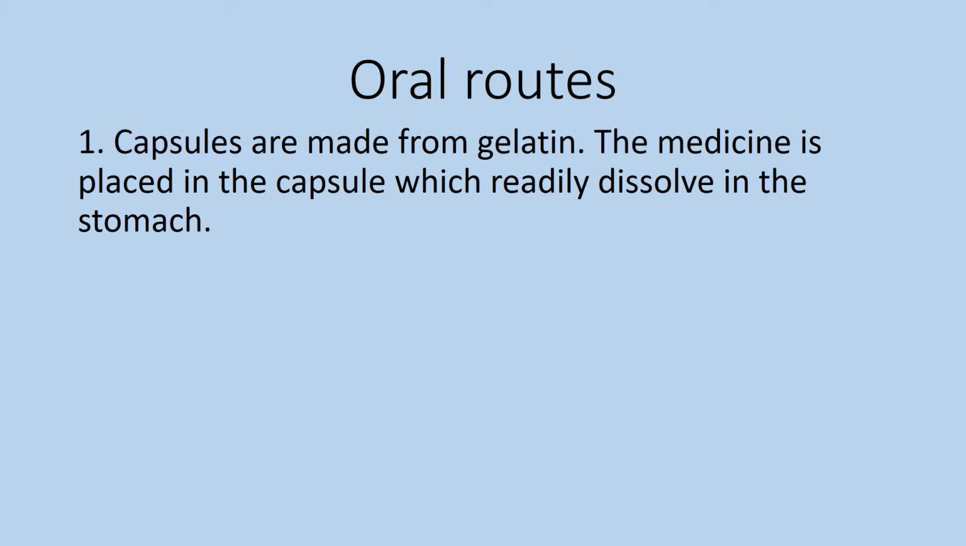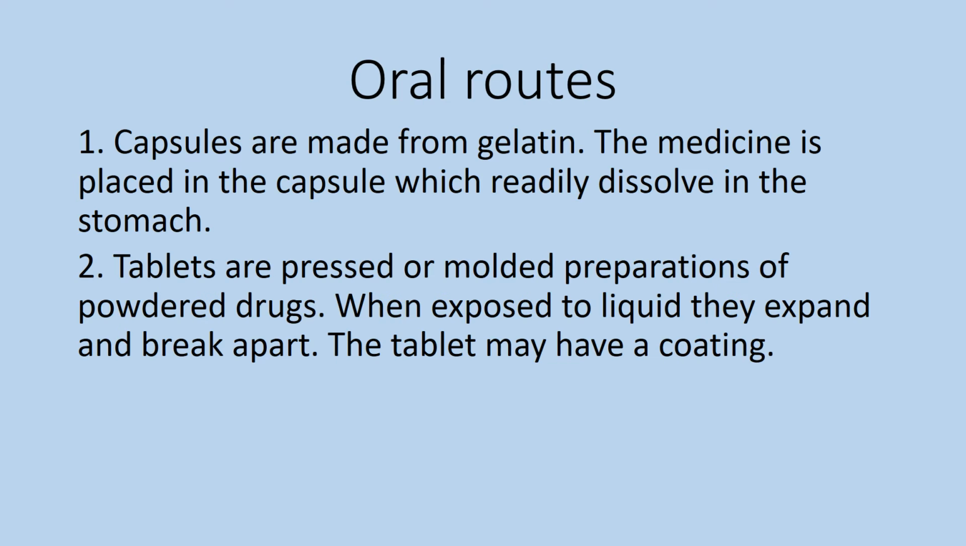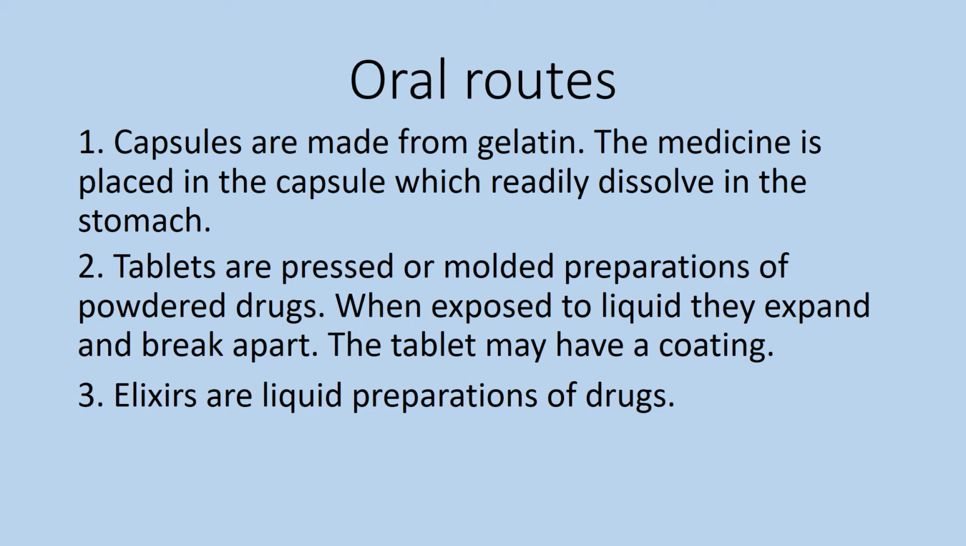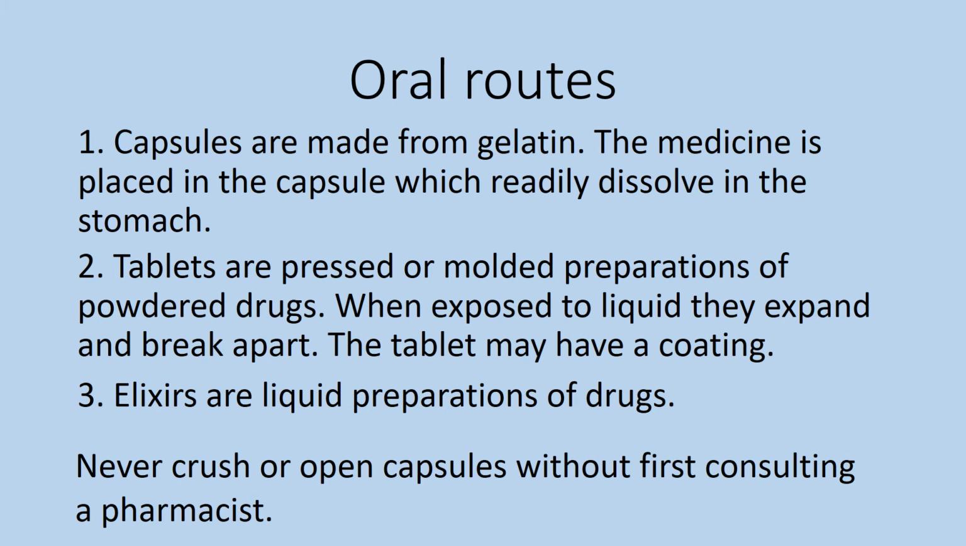Oral routes. 1. Capsules are made from gelatin. The medicine is placed in the capsule which readily dissolves in the stomach. 2. Tablets are pressed or molded preparations of powdered drugs. When exposed to liquid they expand and break apart. The tablet may have a coating. 3. Elixirs are liquid preparations of drugs. Never crush or open capsules without first consulting a pharmacist.